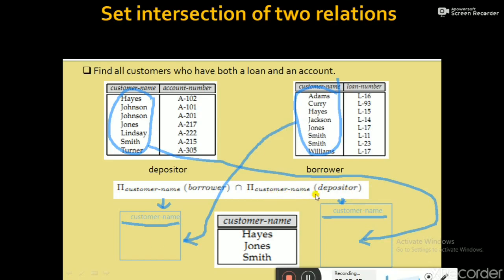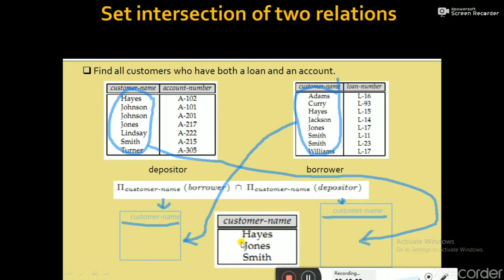And if we perform pi customer name depositor, we are performing the projection operation on the depositor, so it will produce another temporary relation with a single attribute customer name, and it will contain all the customer names from the depositor. Now if we perform the set intersection between pi customer name borrower and pi customer name depositor, what will happen? It will produce another temporary relation which will have a single attribute customer name.